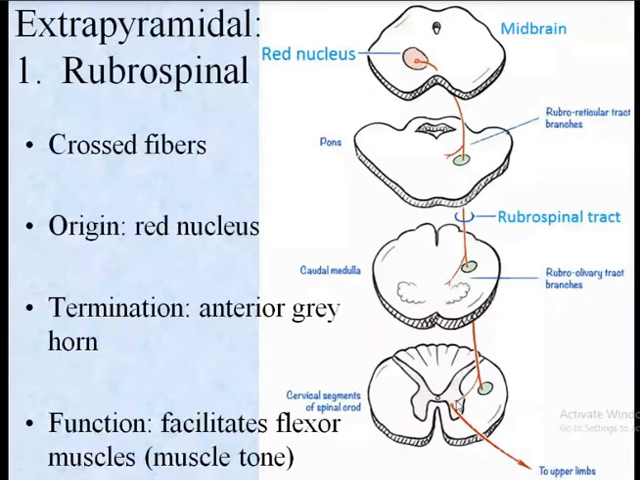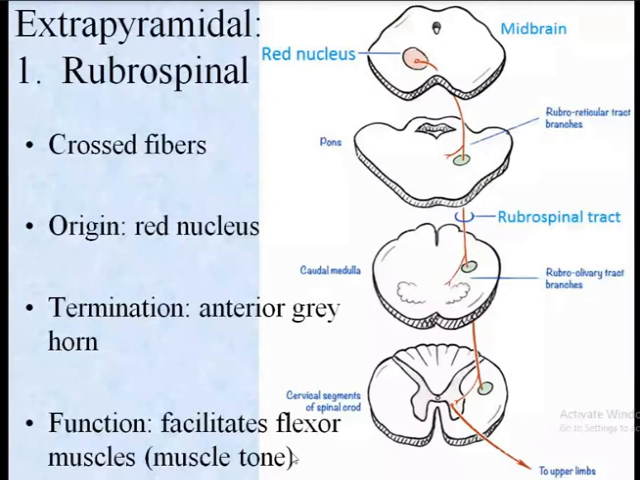Okay, it terminates at the anterior gray horn of the spinal cord, and function-wise the rubrospinal tract is supposed to facilitate the flexor muscles. Okay, the flexor muscles of the body are facilitated or excited by this rubrospinal tract, and thus it helps in maintaining the muscle tone. So this excitation of extensor and flexor muscles of the body trunk is responsible for the maintenance of posture of an individual. Okay, so this rubrospinal tract facilitates the flexor muscles, maintaining the muscle tone.